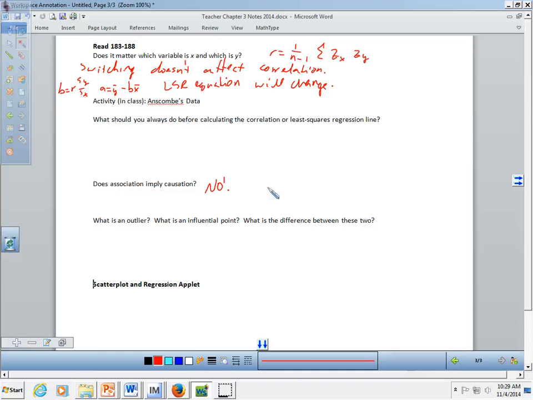I mean, there could be any number of explanations as to why that is. People that buy more cars may have more money and therefore can afford better health care. I mean, it could be anything. So obviously association does not imply causation, no matter how strong your R or your association is, right?